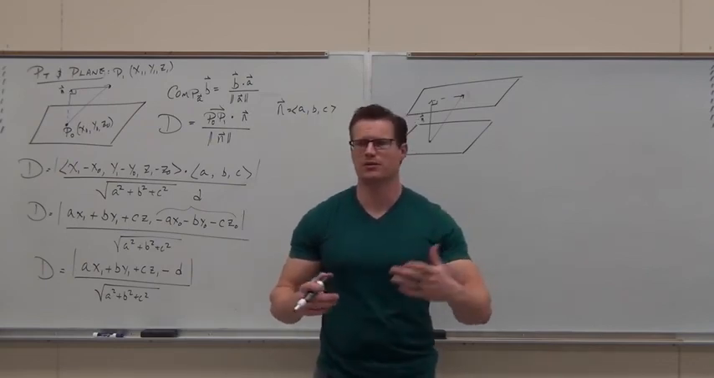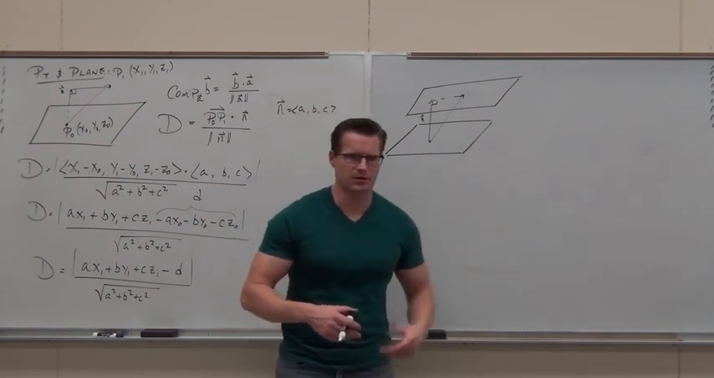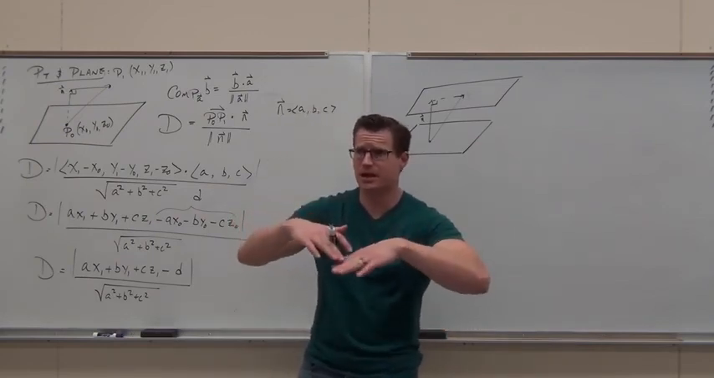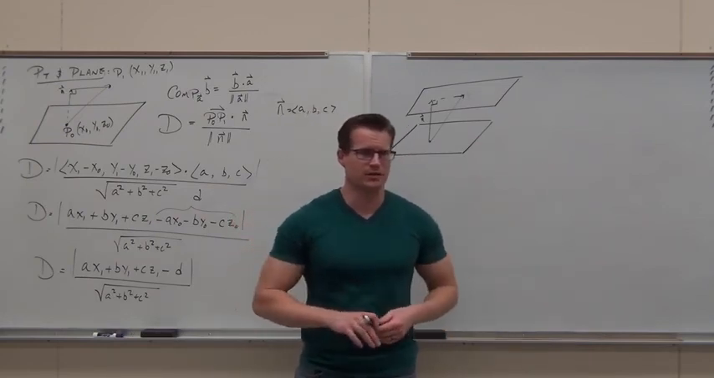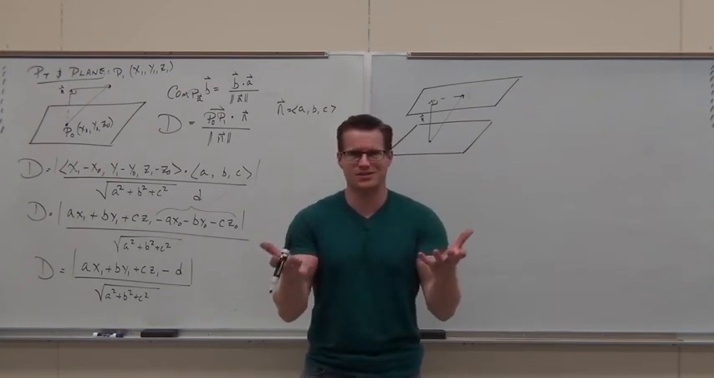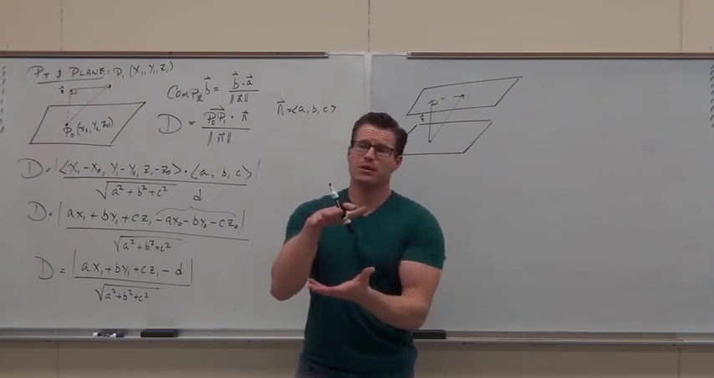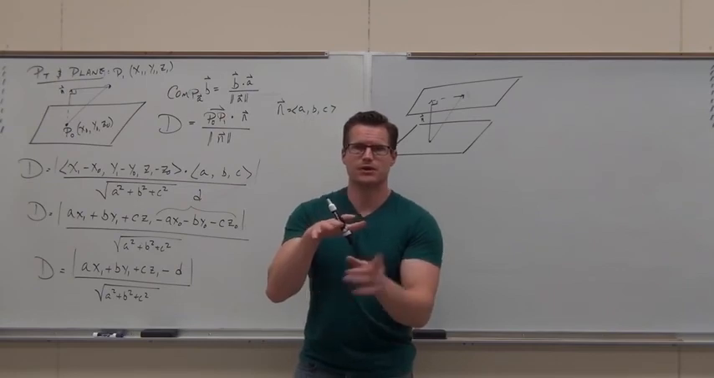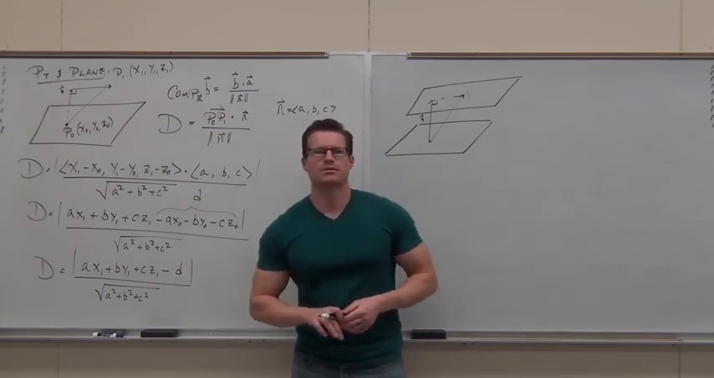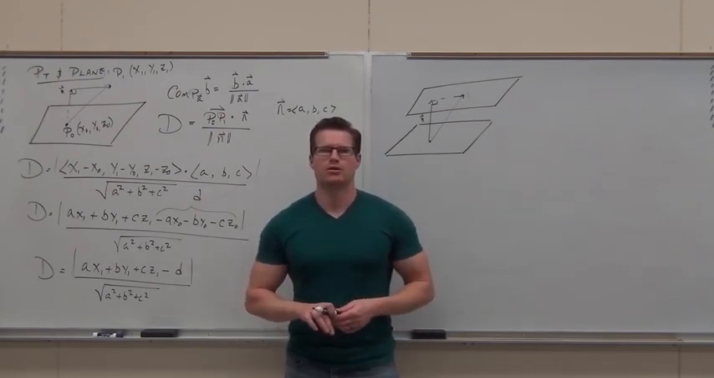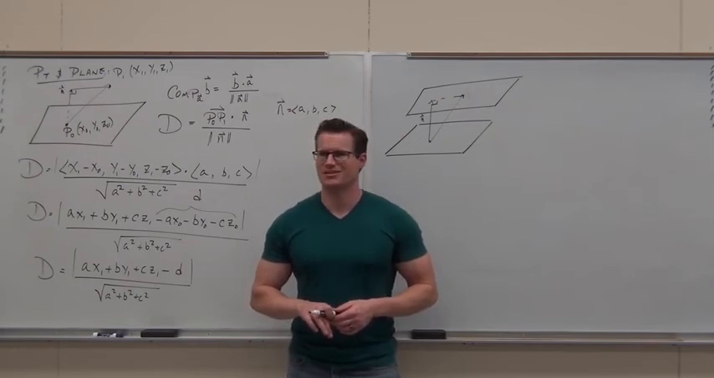Now, I'm not going to ask you, hey, find the distance between two planes if they're not parallel. You know why? Because there is none. Because they're going to meet. We just did that problem, intersection of two planes. It's a line. There is no distance. They actually cross. But if the planes are parallel, true or false, if the planes are parallel, they have the same normal vector. True. Yes.